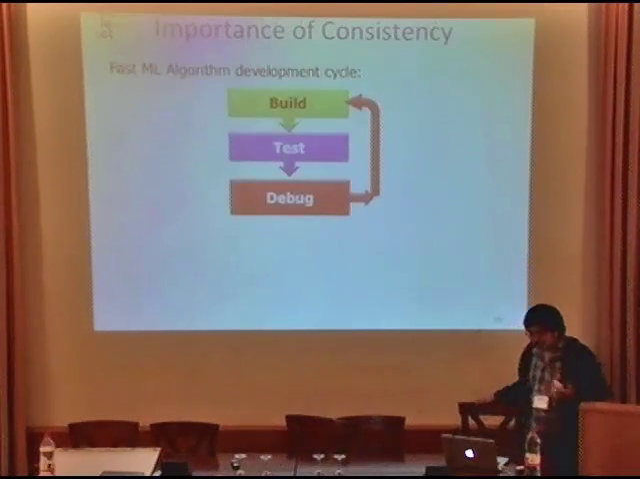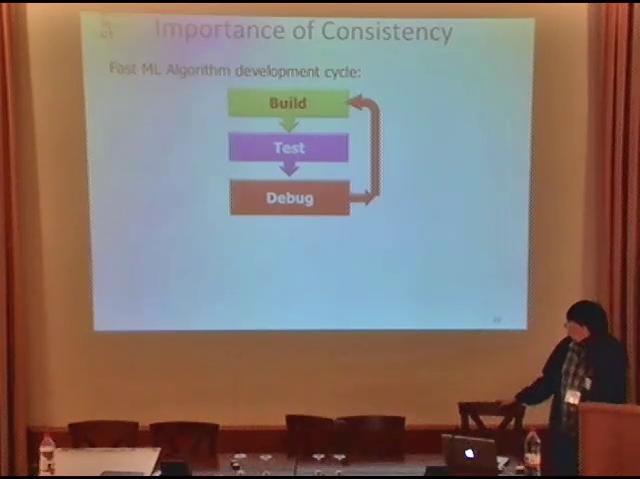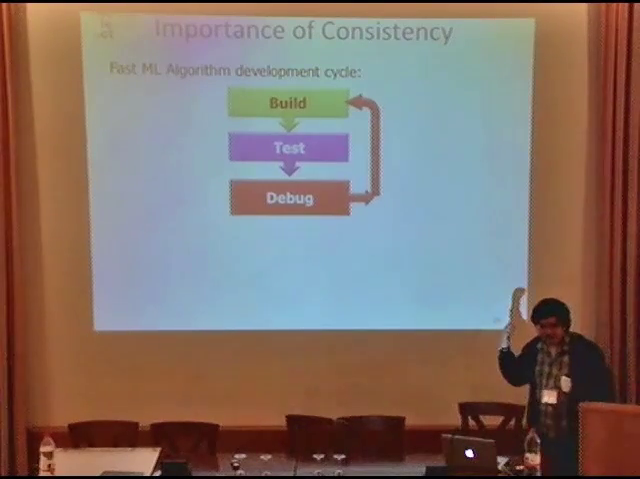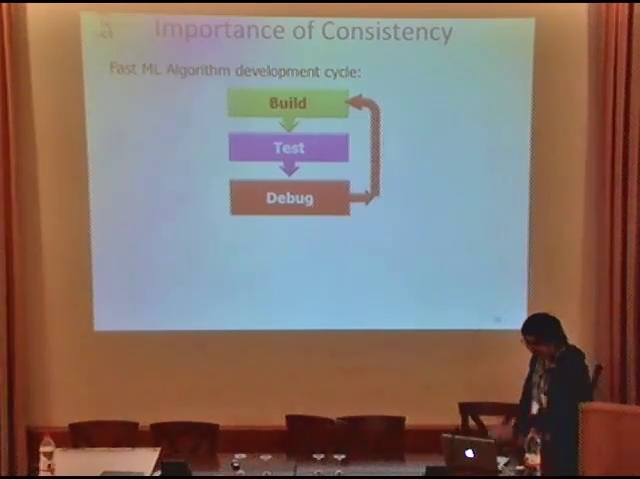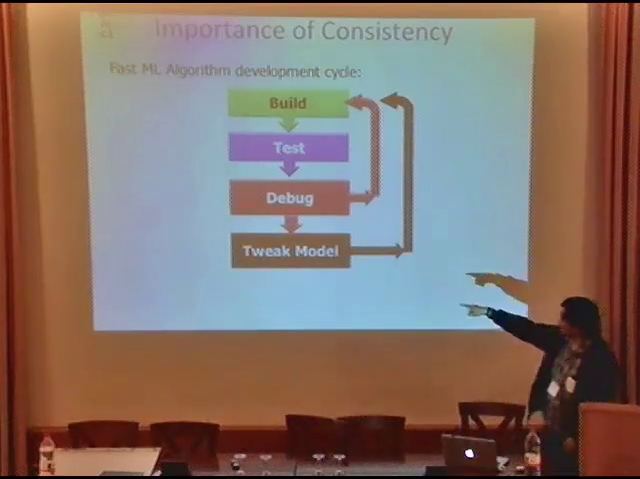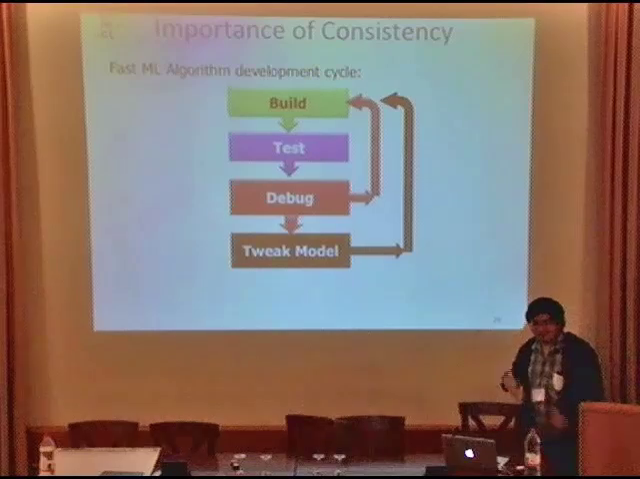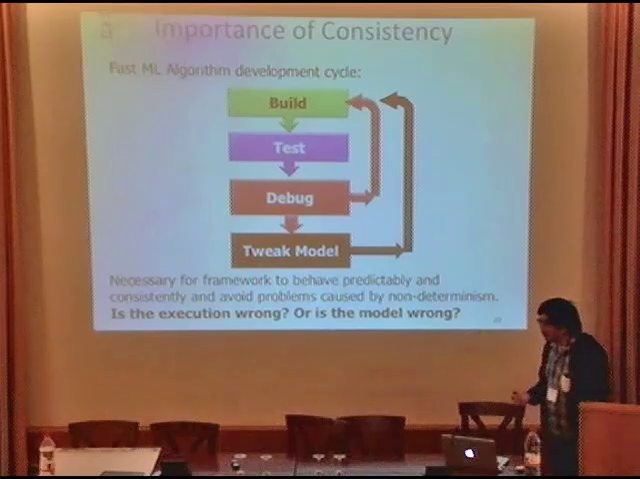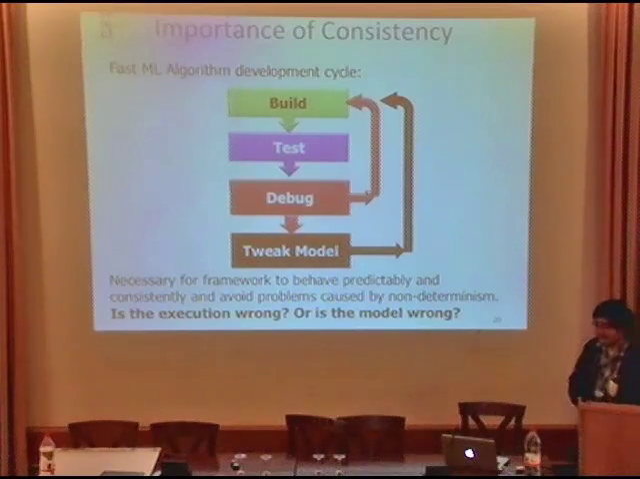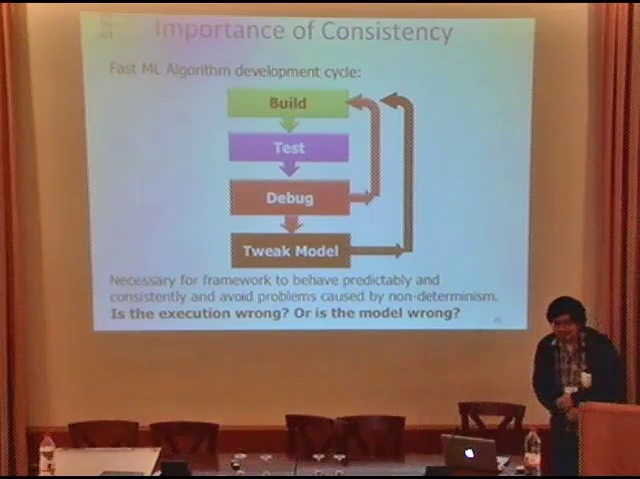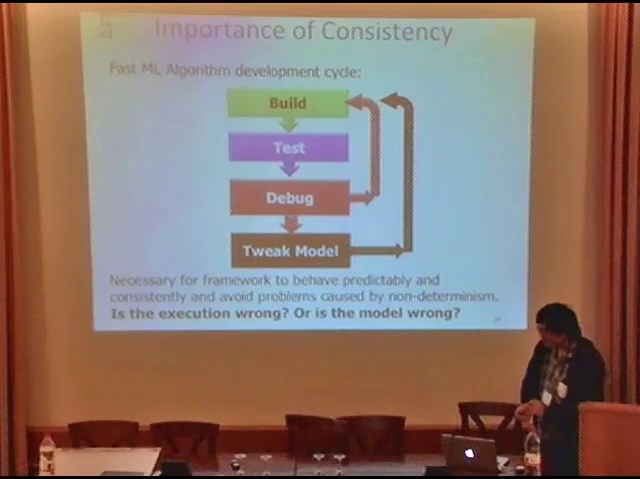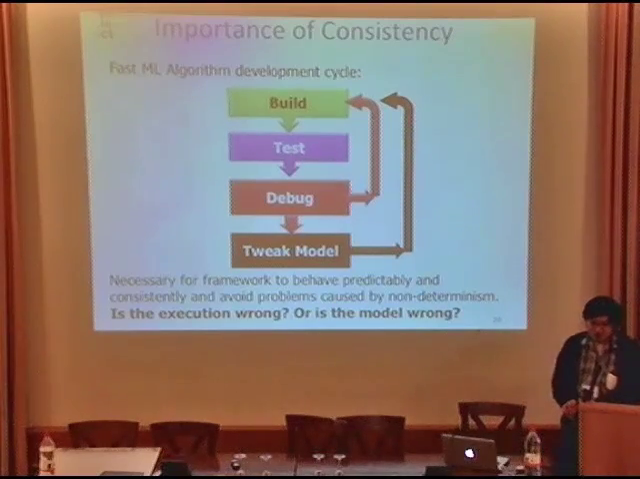The reason for consistency, to drive the point again, is that the machine learning development cycle is different. Traditionally there is a test-and-fix loop which all development processes go through. Machine learning has this fourth thing: tweak the model. Improve the model, go back and try it again, make improvements. It's important for the framework to behave predictably and consistently and avoid problems caused by non-determinism. So is the execution wrong, or is the model wrong?